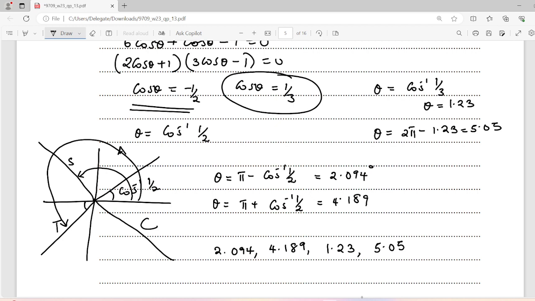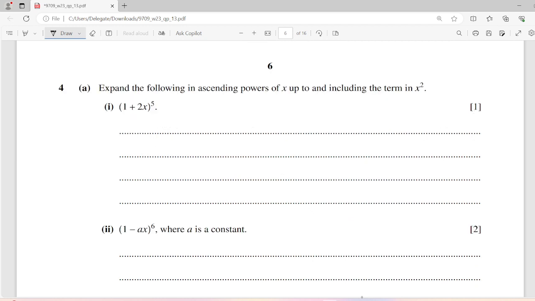So the next question is about series and binomial expansions. So we are going to expand this. All you have to know is that 1 starts with the power of 5, while 2x starts with the power of 0. Then the power of 1 reduces and becomes 4, while for 2x the power becomes 1. And next, 1 attains the power of 3, and 2x attains the power of 2. We can stop here, because the question says expand up to x squared.